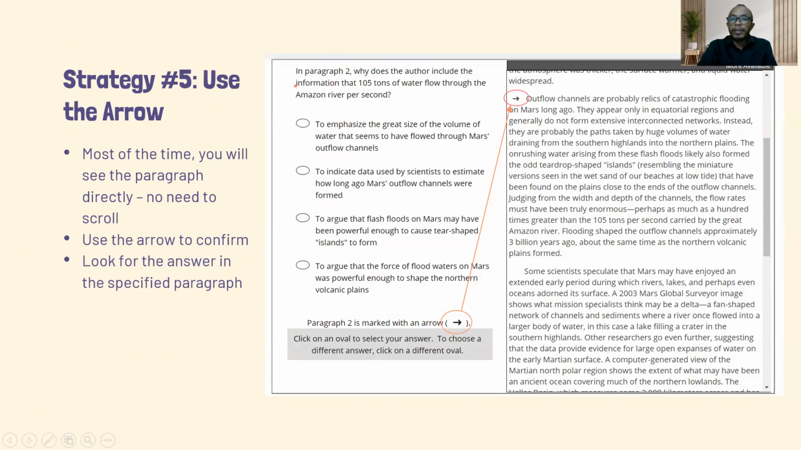So if the question says in paragraph 2, then 99%, even 100%, the answer will be in that paragraph. Don't waste your time by looking for the answer in other paragraphs that are not indicated in the question.